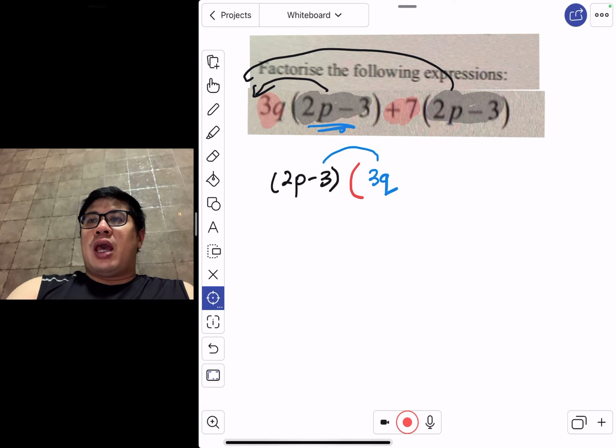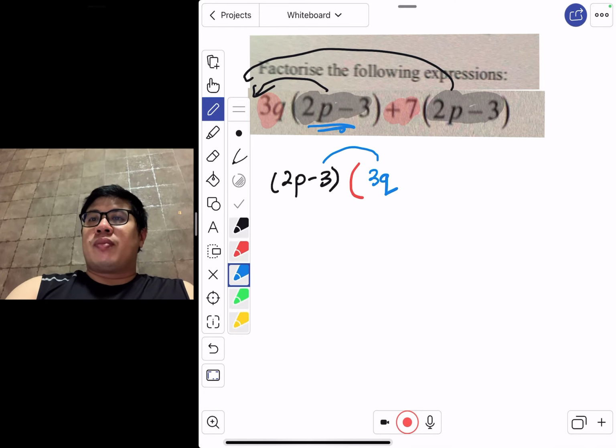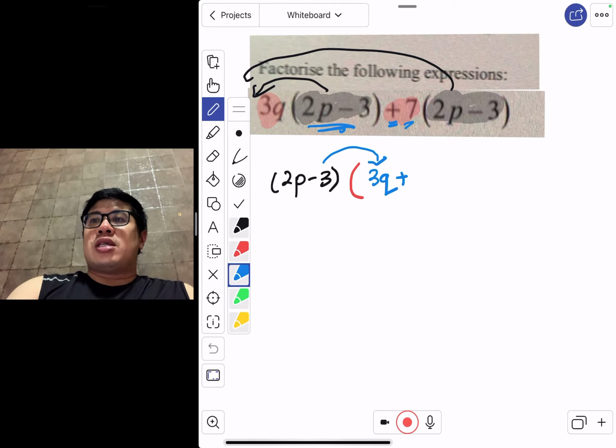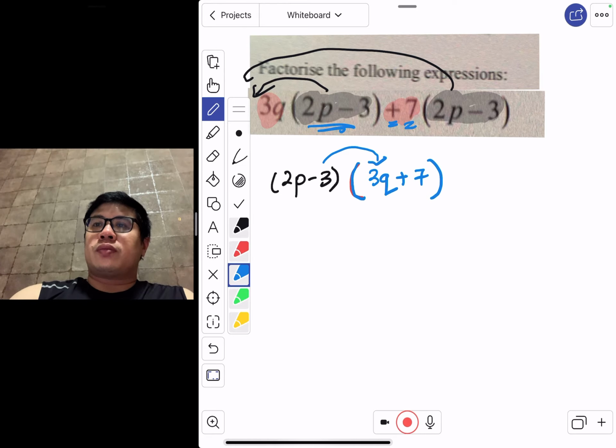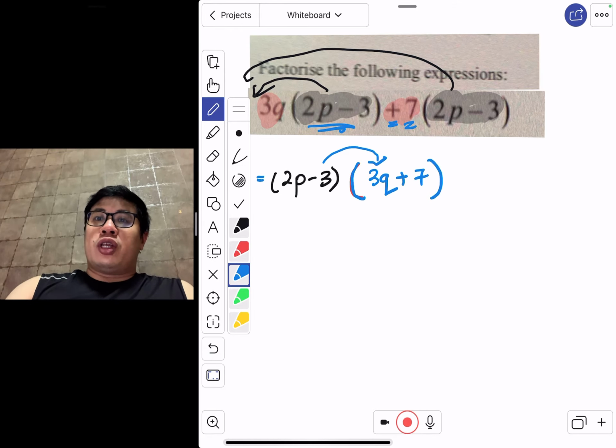Similarly, there is a plus, so this plus, I'm going to write it here. There's a 7, and this 7 is going to be here as well. And this is the answer for this question.